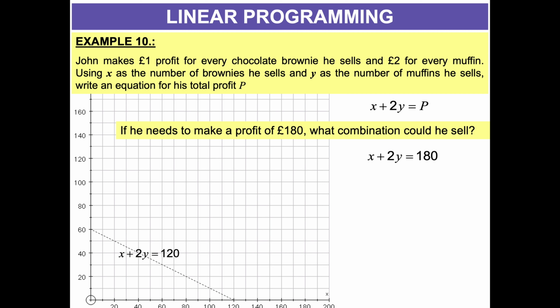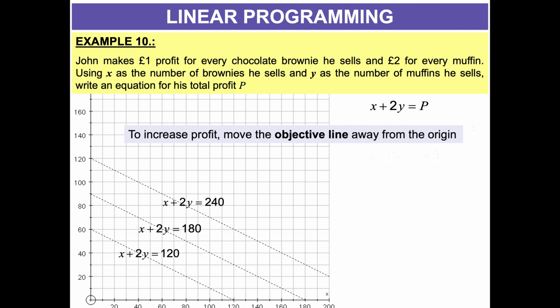So the gradient doesn't change. It must be a line that is parallel to the first one that we sketched. The only thing that will change is the y-intercept. In this case, it would be a y-intercept of 90, but the line will stay parallel. So the next one is if the profit is 240. If it's 240, then the gradient is not changing. The y-intercept would be 120.